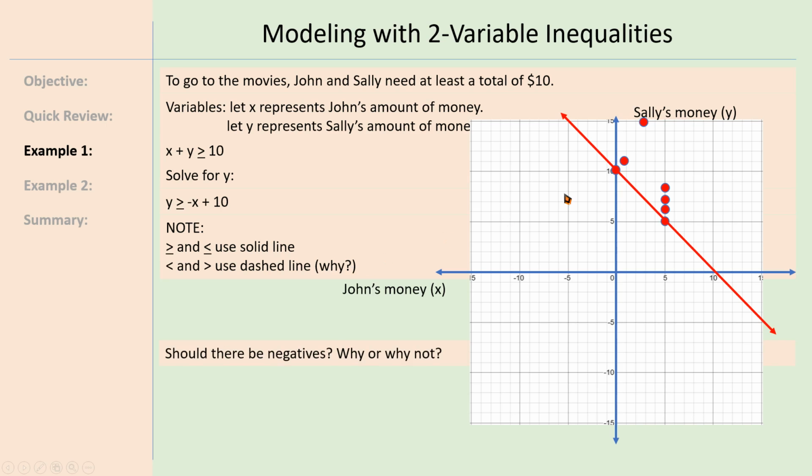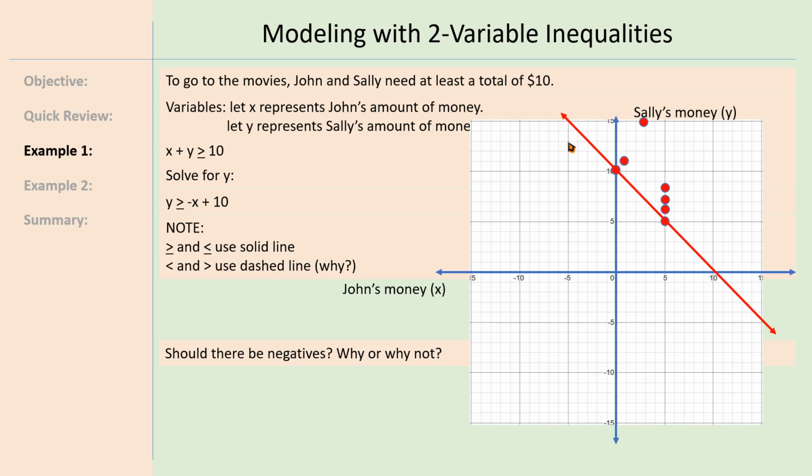Let's think about this. Now, should there be negatives? You see how on this side it dips to the negatives, right? So John has negative $5 here, and that means Sally has to have a lot. It depends on each situation. Should it have negative or not? Okay, in this situation, I'm not sure. If John has negative dollars, that means he owes some money. So before they go to the movies, Sally has to give him money to pay somebody. It doesn't make a lot of sense to me. So it depends on each situation whether you should have negatives or not.